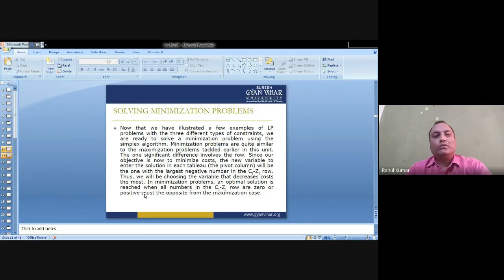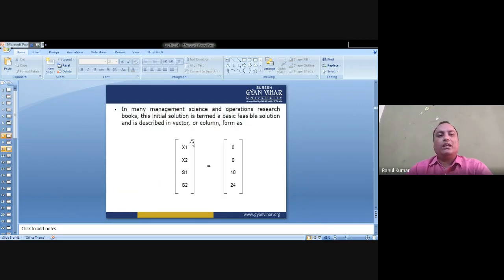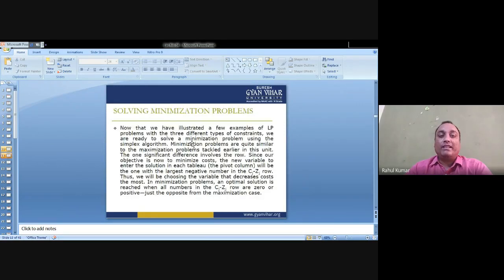Now move to the minimization problem. This is the maximization problem of this company, right? So here the maximum profit function is 7x1 plus 5x2, and we find the value of x1 and x2. And for the minimization problem, here we reduce the cost of the material and gain higher profit.